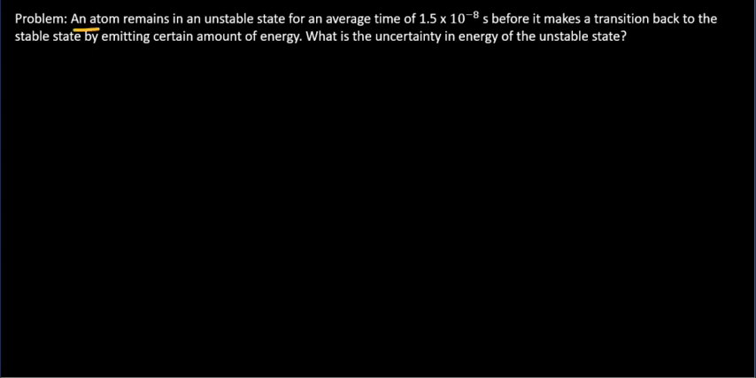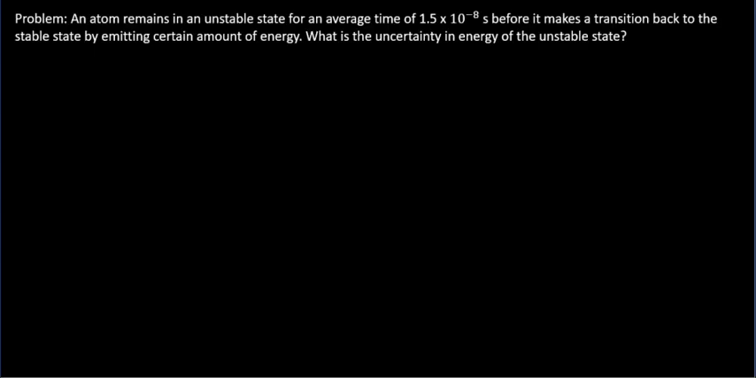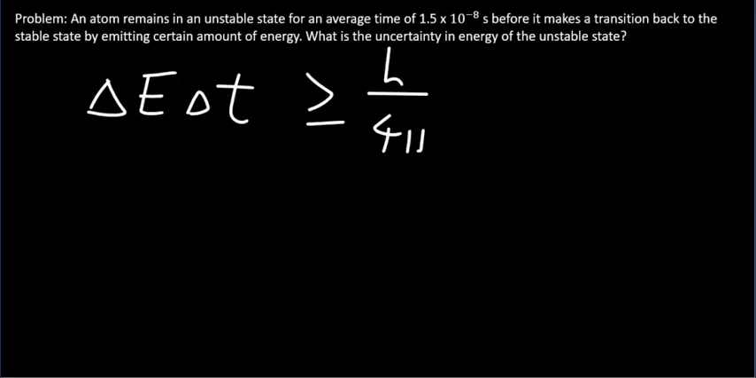Problem 2. An atom remains in an unstable state for an average time of 1.5 times 10 to the power minus 8 seconds before it makes transition back to the stable state by emitting a certain amount of energy. What is the uncertainty in energy of the unstable state? So this problem, obviously, is about the uncertainty in energy and time, given by that expression. We are told that the uncertainty in time is that. So we want to determine the uncertainty or spread in the energy.